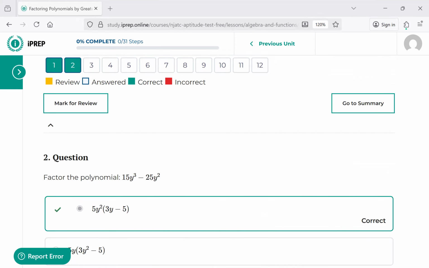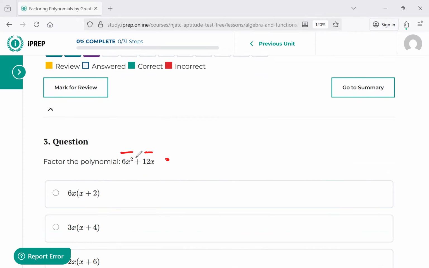Question 3, we have 6x squared plus 12x. So we have two terms, 1, 2. So yeah, two terms. We have 6x squared and 12x. So let's start with our letters. We have an x squared here and a 1x there. What is the largest amount of x's you can take out evenly? Yes, 1x.